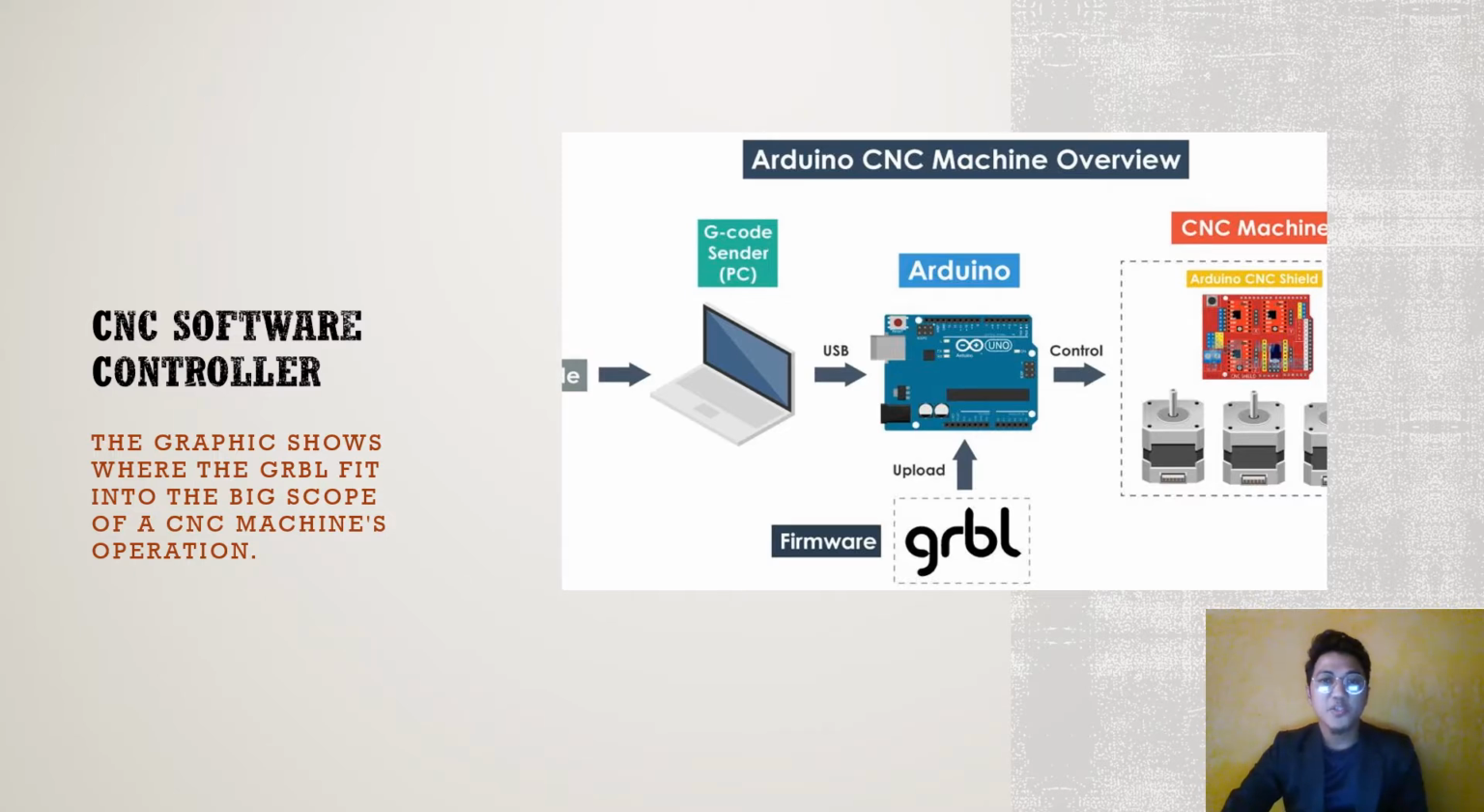The graphic shows where GRBL fits into the big scope of a CNC machine's operation. First, G-code must be written by the user, then sent to the Arduino. GRBL is firmware that must be installed or uploaded to the Arduino in order for it to operate the CNC machine's stepper motor. To put it another way, the GRBL firmware's job is to transform G-code into motor function.